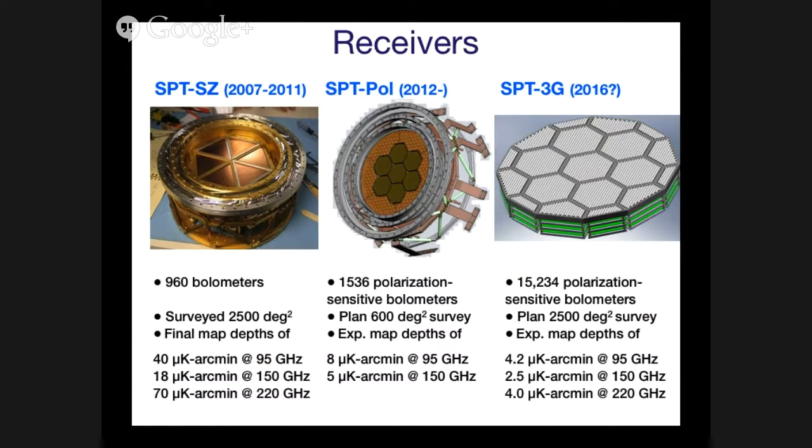And to interpret this noise level, if you break down this 2,500 square degree map into 1 arc minute by 1 arc minute pixels, the RMS across those pixels would be 18 microkelvin at 150 gigahertz.